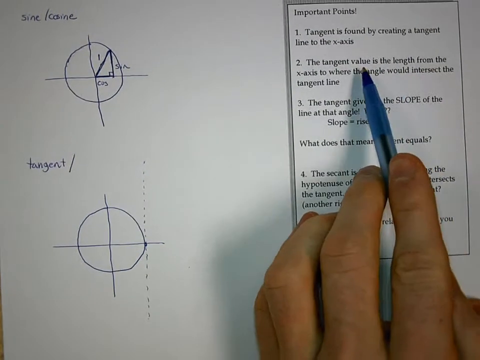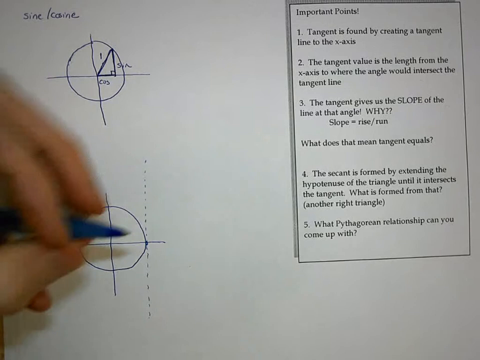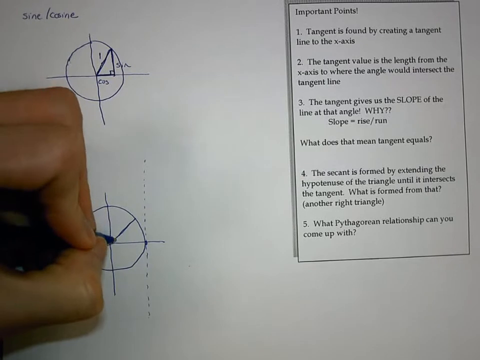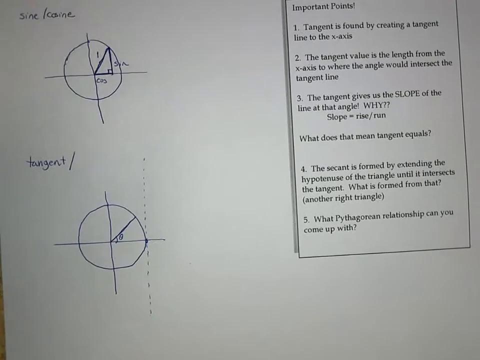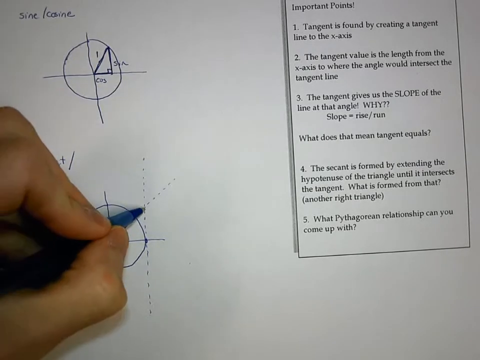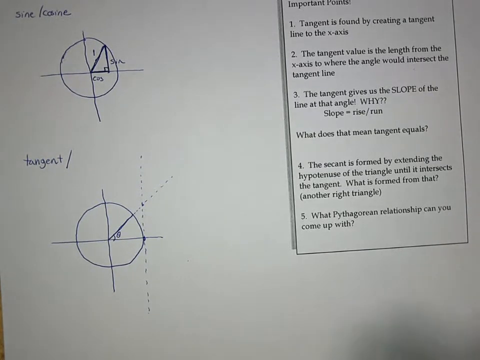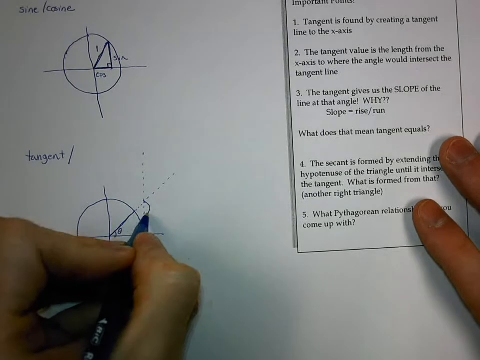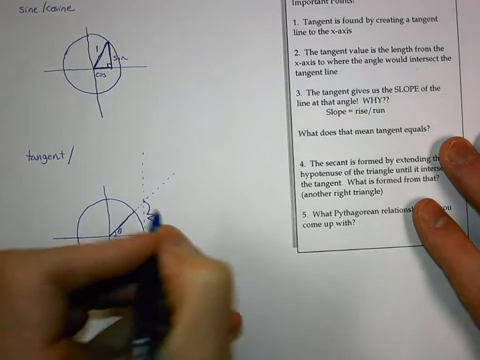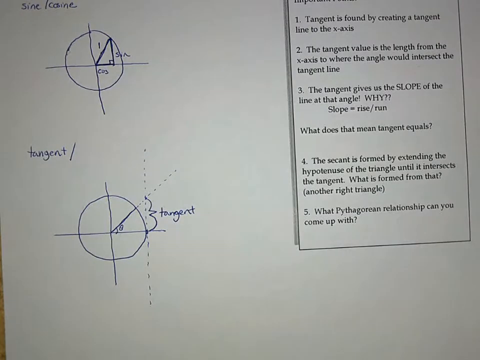Now the tangent value is the length from the x-axis to where the angle would intersect the tangent line. So let's say my angle measurement is right here, and there's my theta. If I were to extend this angle back, I can say I get a point of intersection right there on the tangent line. The tangent value is the distance from the point 1, 0 up to that point of intersection on the tangent line. So that value indicates the tangent.